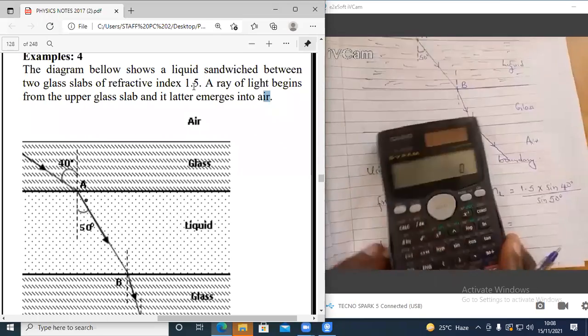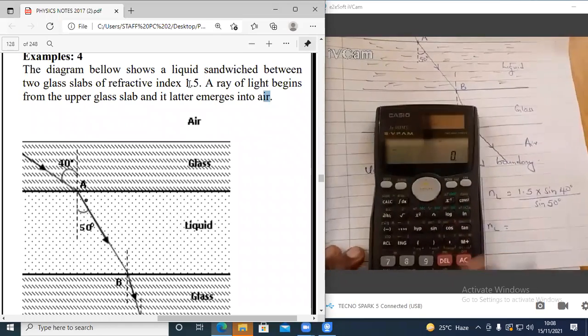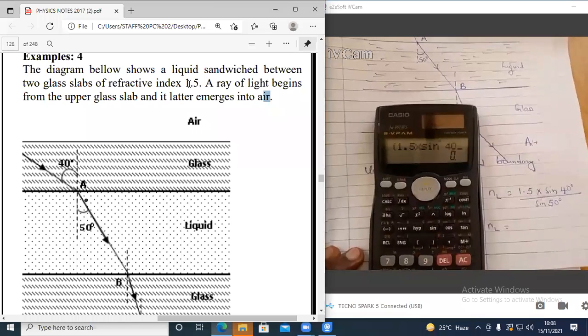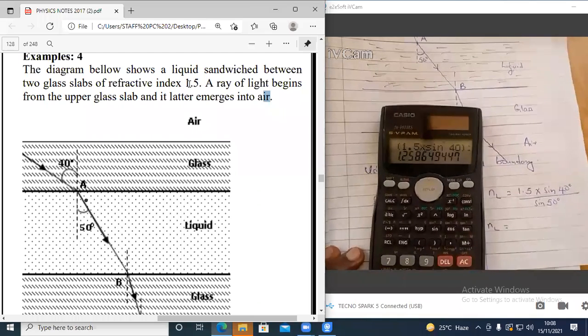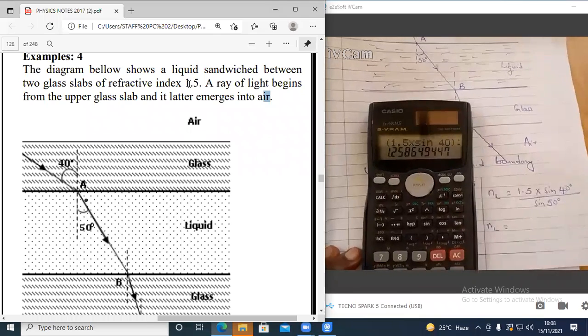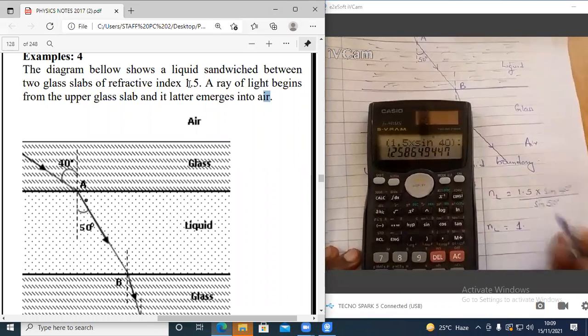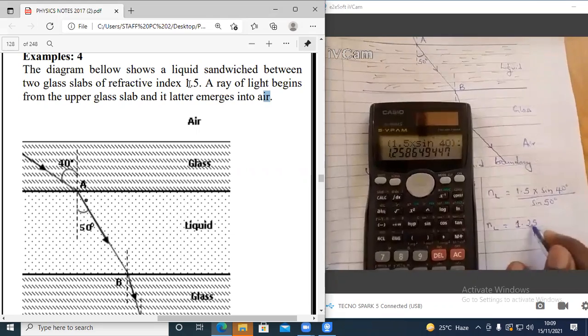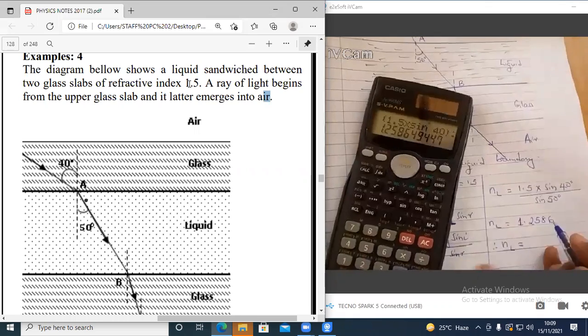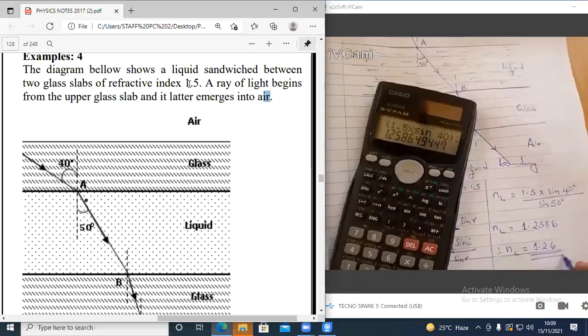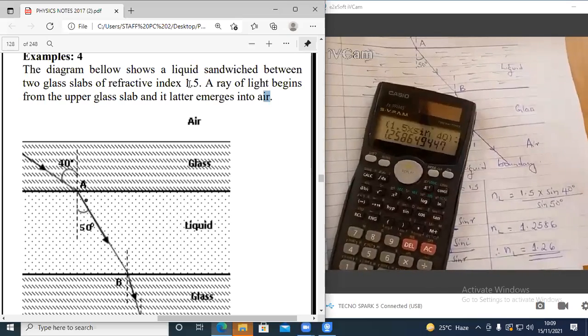So what do we get? We shall have, open a bracket, 1.5 times sine of 40, divided by sine of 50. Members, do you have the same value like mine? 1.2586. So if you round it to 2 decimal places, we get 1.26.